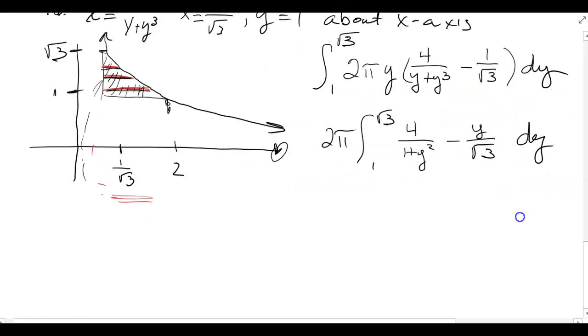All right, you might be looking at this first function like, well, if I try to do u sub, I get u equals 1 plus y squared. Again, I think that first problem we were working on, it was square.